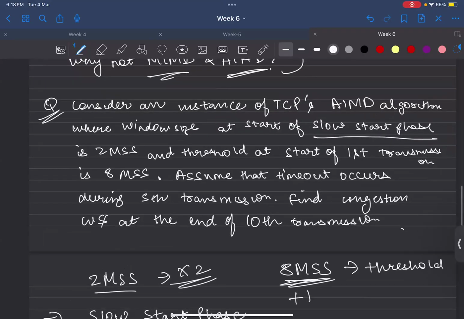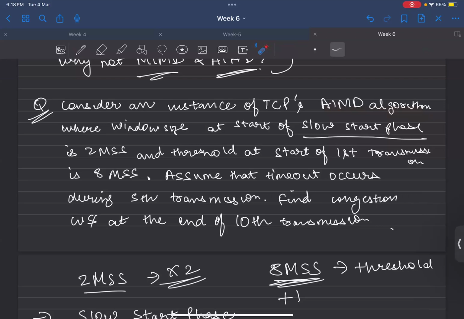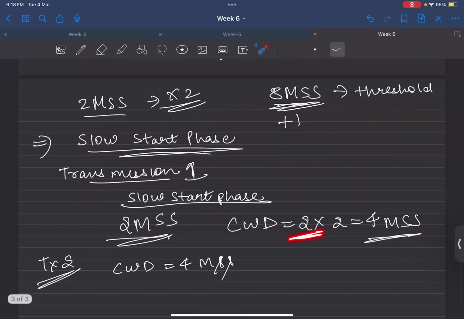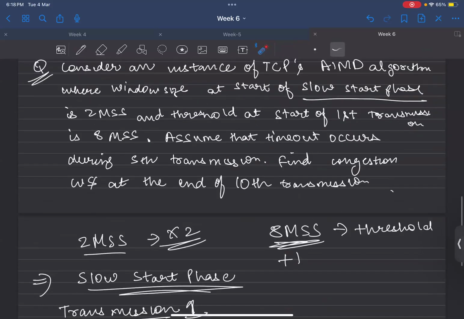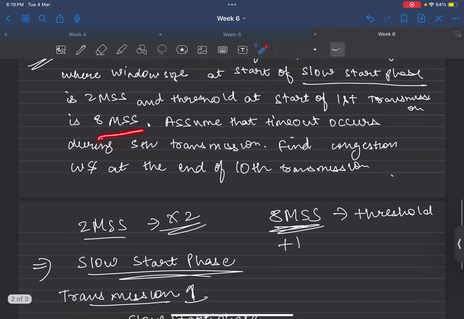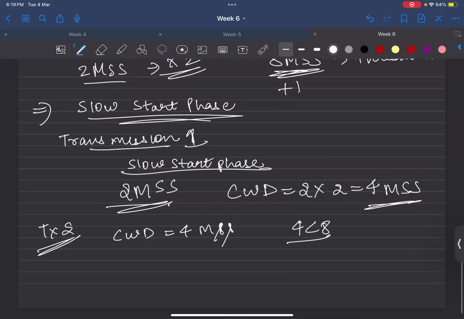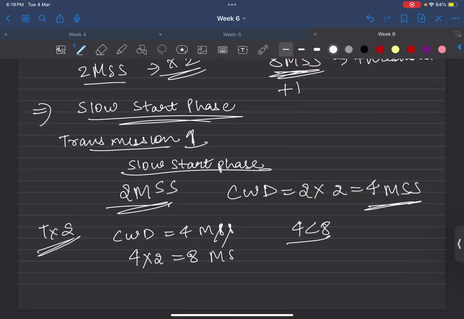Consider a TCP AIMD algorithm where window size at the start of the slow start phase is 2 MSs. So that's why we started at 2 MSs. And in slow start phase, it is a multiple of 2. And the threshold at the start of the first transmission is 8 MSs, which means I have to be in the slow start phase until 8 MSs. Now if I check that 4 is less than 8, so it's fine. So I can again multiply by 2, that is 4 into 2, that is 8. So now the new congestion window size is 8 MSs.